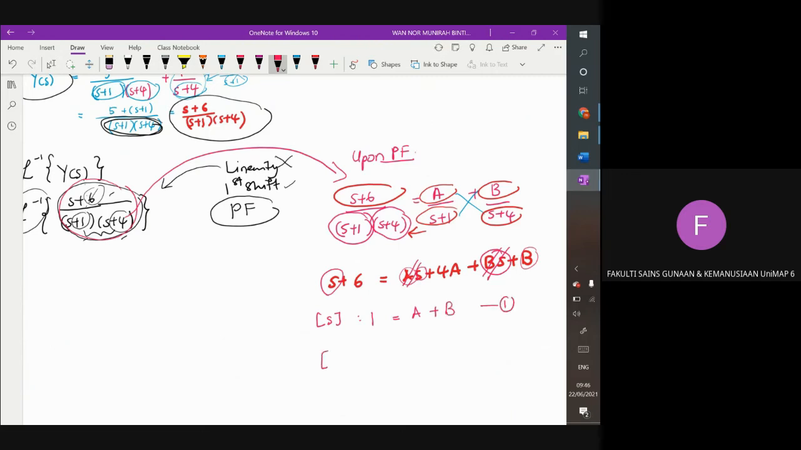And then when I have s to the power of 1, of course I will have s to the power of 0. S to the power of 0 is just a constant. So saya tulis ini constant lah. So constant I have left hand side is 6. Sebelah kanan saya ada apa? Oh, 4a plus b, equation 2.